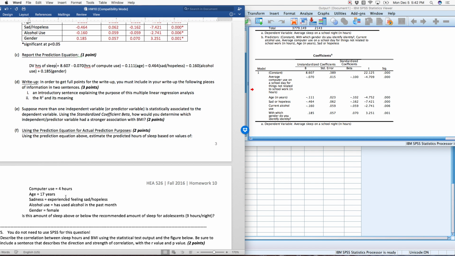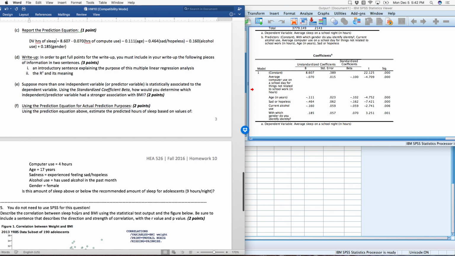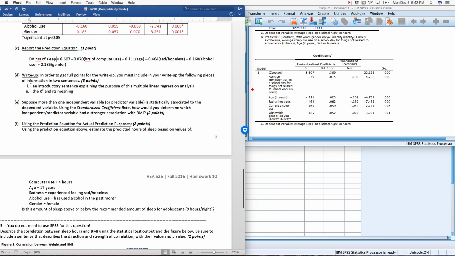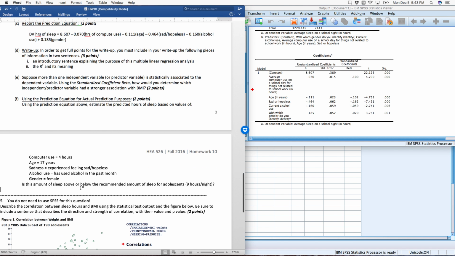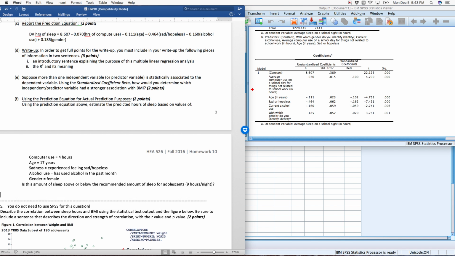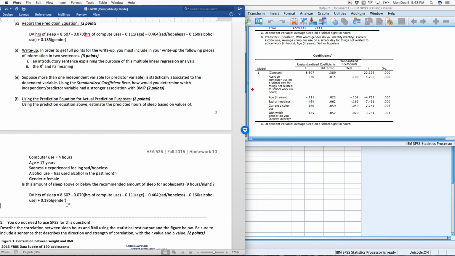We're going to skip to part F and then we'll come back and do the other 2 in a second. So we're going to use this prediction equation in part F. So I'm just going to highlight it and copy it down here so I don't have to retype it because that would be annoying. And then we have these values here. So using that prediction equation, estimate the predicted hours of sleep based on the following values.